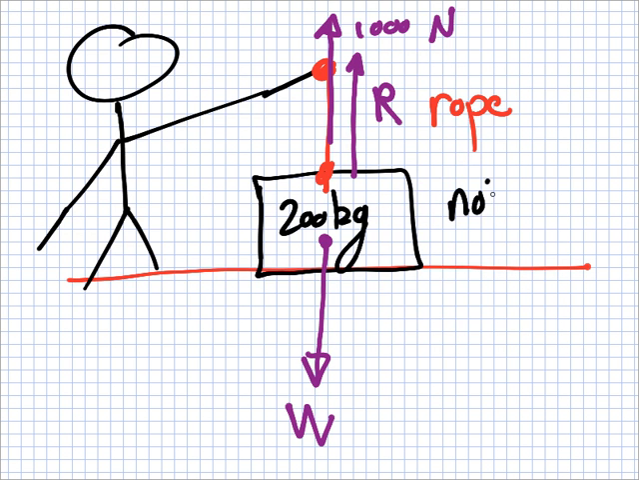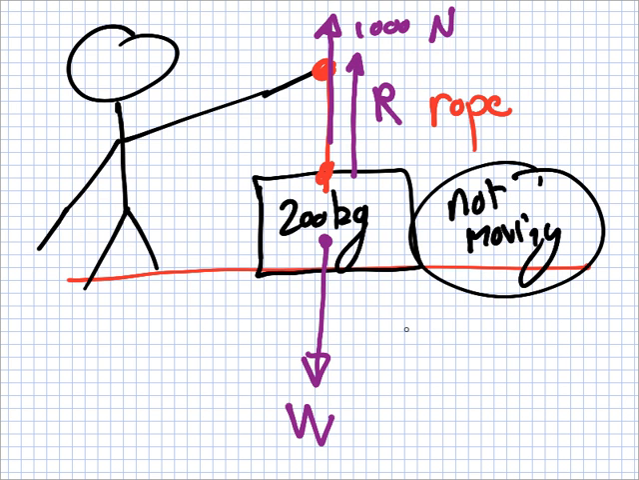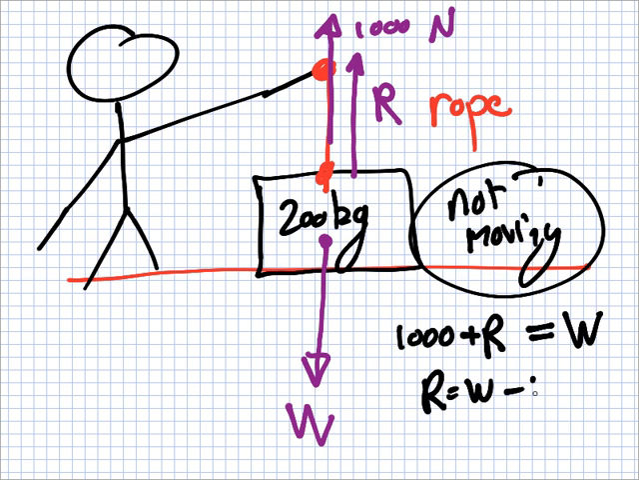And this is not moving. So because it's not moving, it means that 1,000 plus the R should equal the W. Now, the reason is it's balanced. It's not moving, so the force upwards must equal the force downwards, they cancel. Balance, you know? So the R is W minus 1,000. So that's mg minus 1,000.